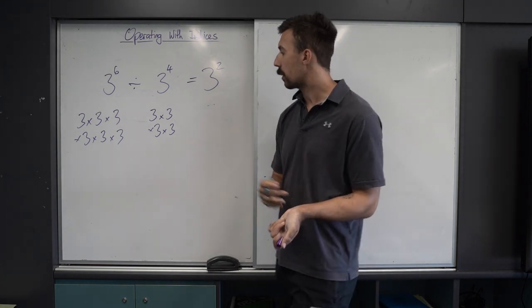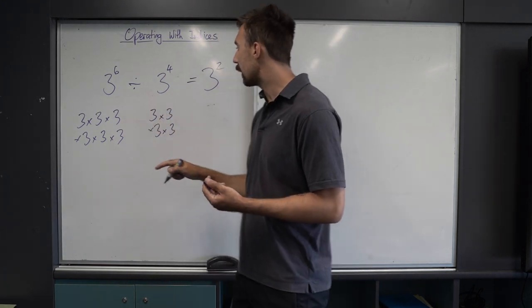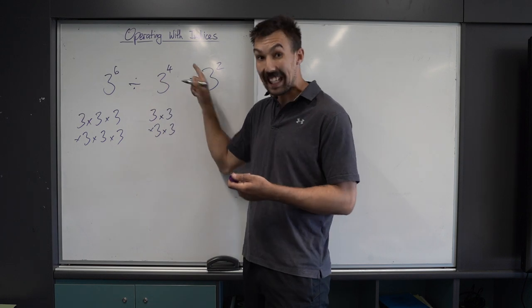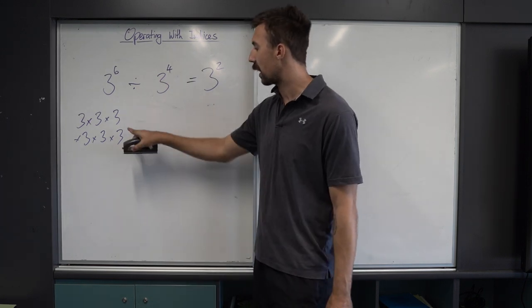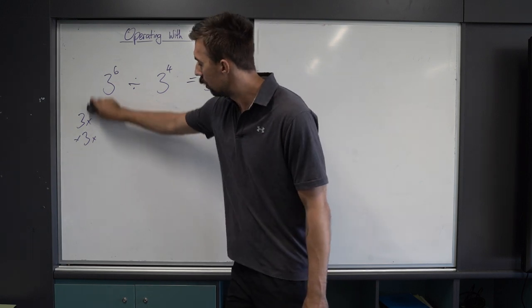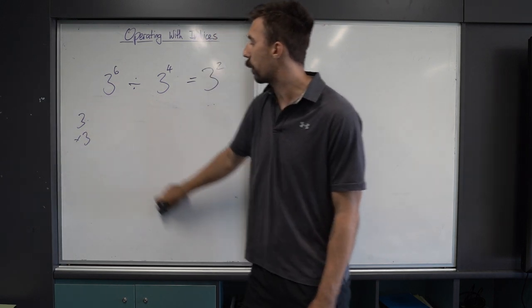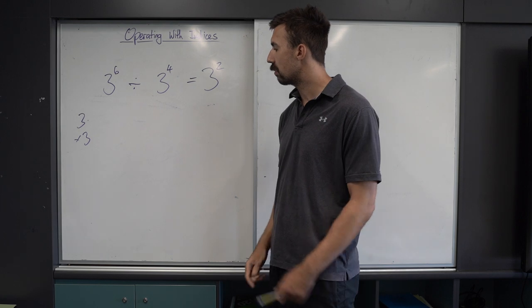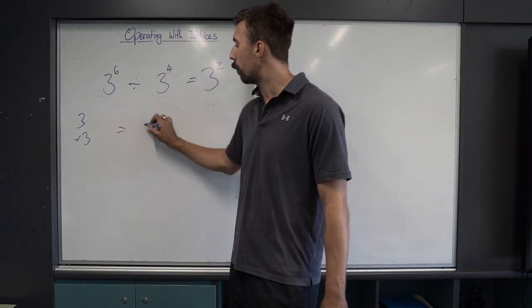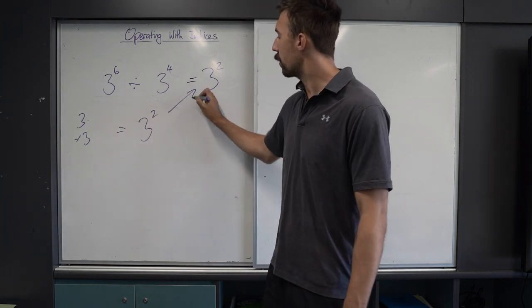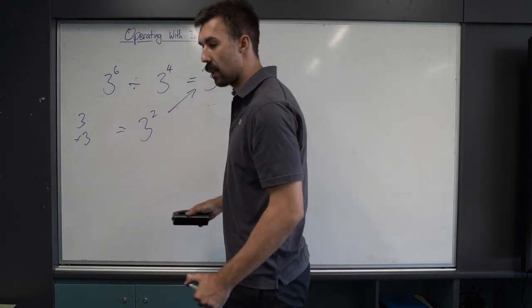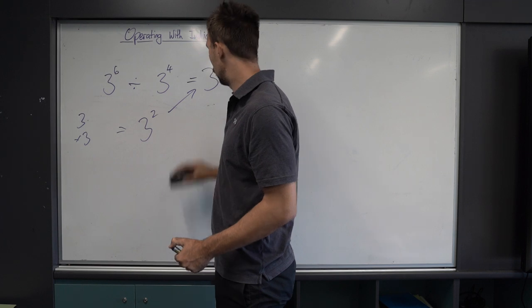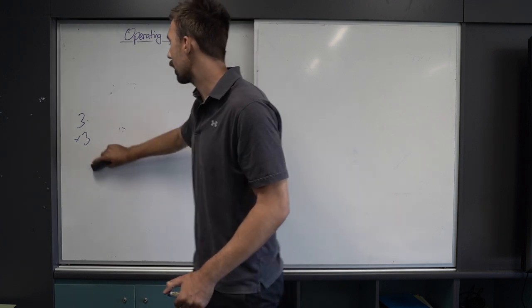Because we're dividing, and our rule is m take away n, well, we don't even have to write that. We just have to take away 4 from here. And we're left with 3 times 3. And 3 times 3 in indice form is 3 to the power of 2. Done. That is that one all sorted. So that's our main indices laws.